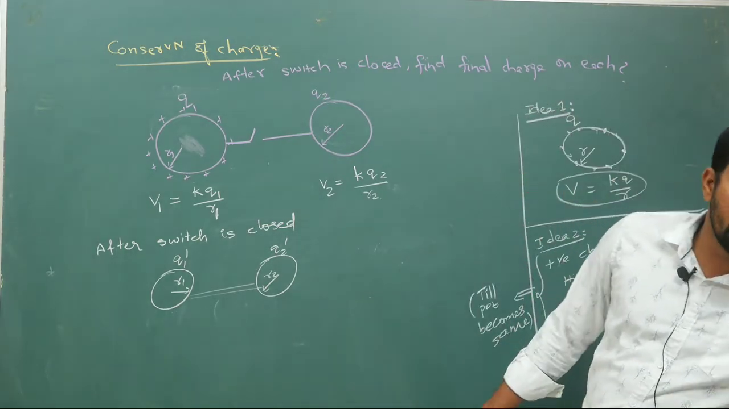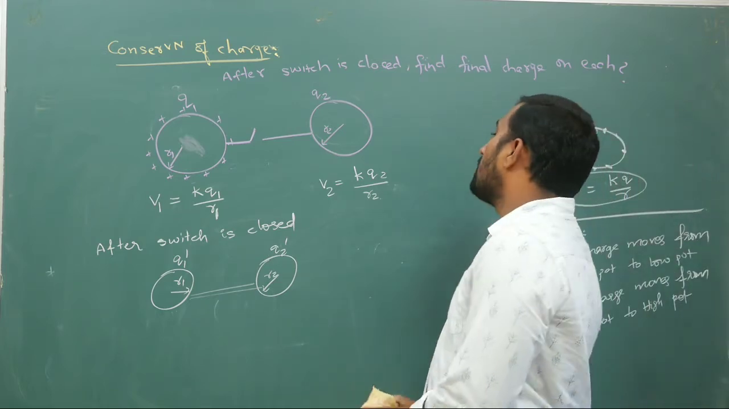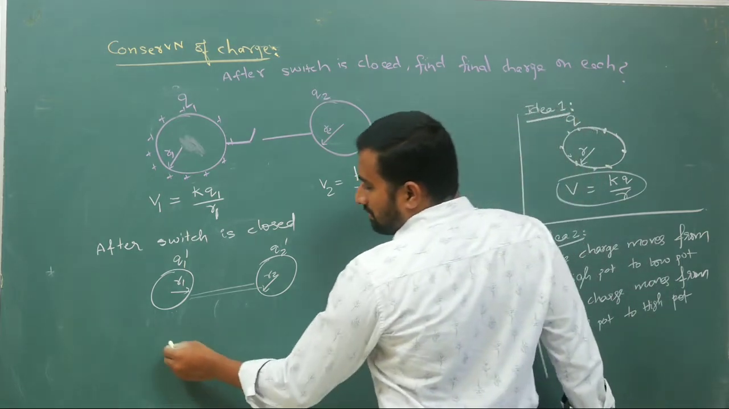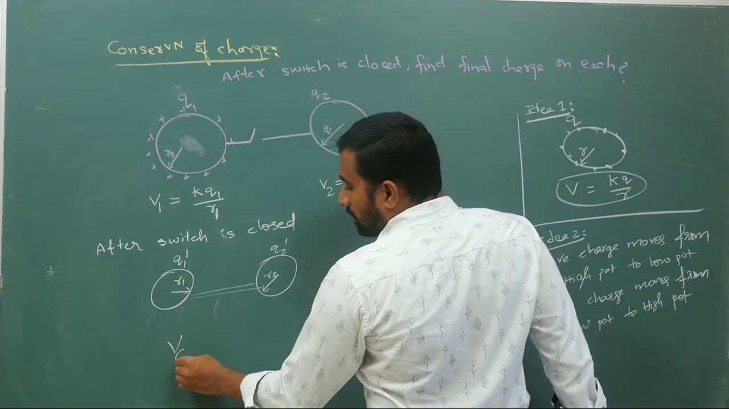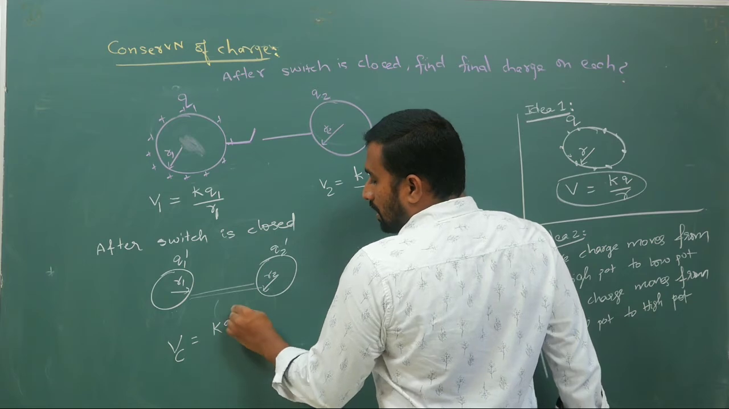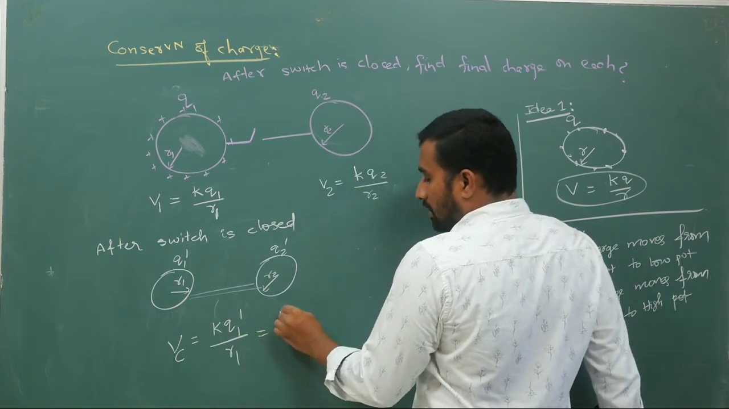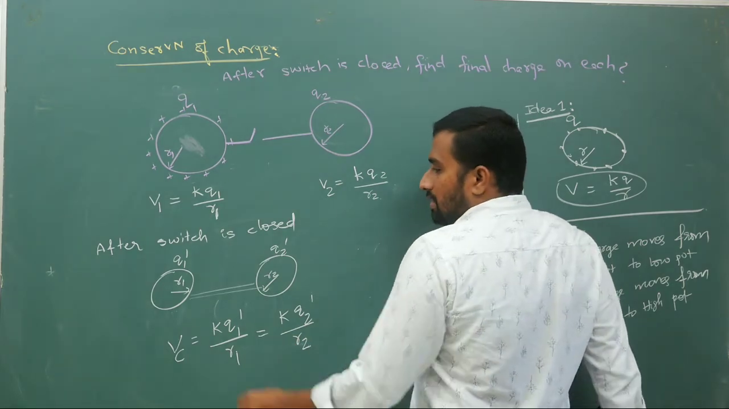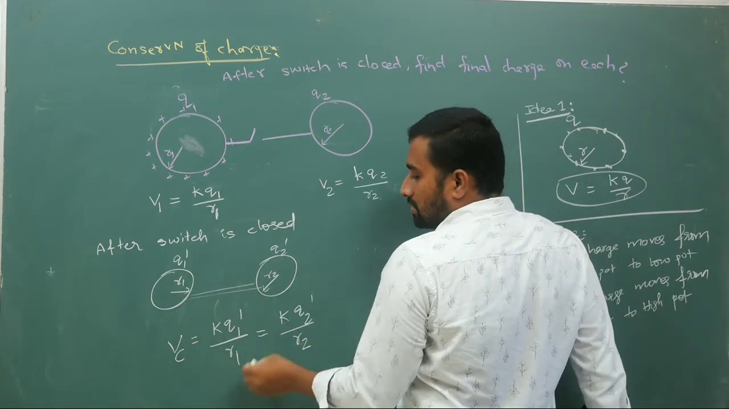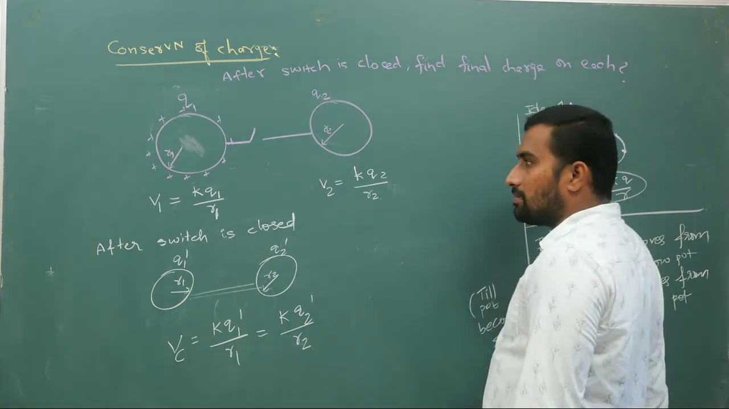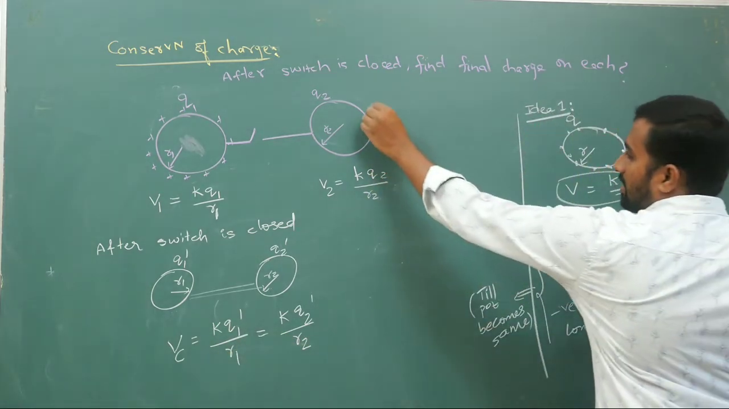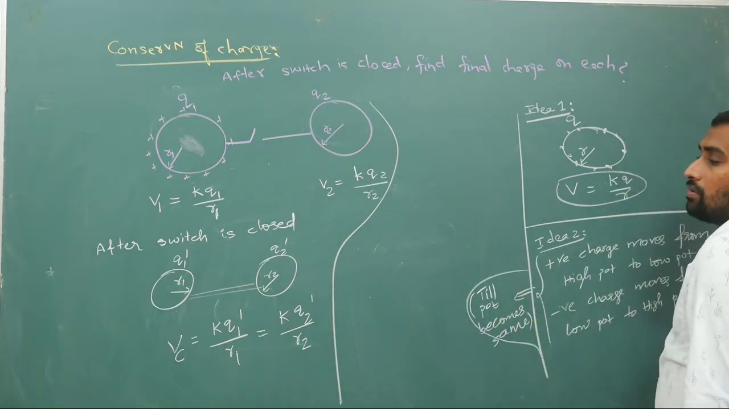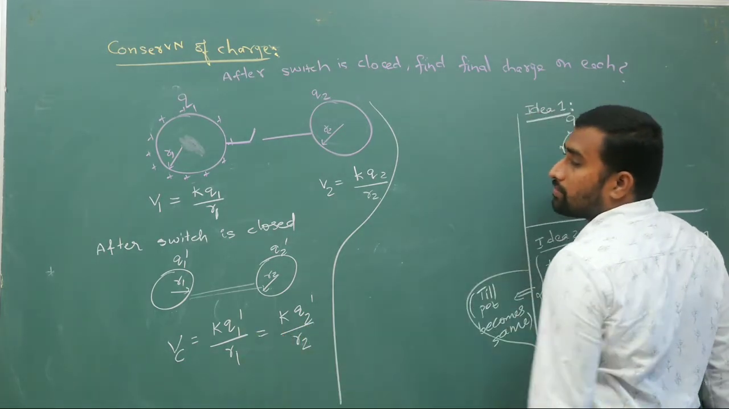Because the redistribution has been done, once potential becomes the same, no further charge transfer will happen. So at this point, the common potential means kq1 dash by r1 is equal to kq2 dash by r2. These two potentials are equal because charge transfer happens till potential becomes the same. I have written it very clearly here. Now if you try to solve it, you need to calculate q1 dash and q2 dash.